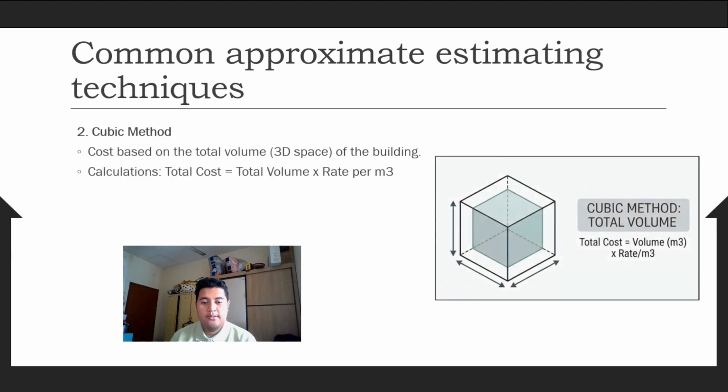Next is the cubic method. Unlike the unit method, this technique evaluates the cost based on the total volume or the complete three-dimensional space of the building. To find the total cost here, we calculate the building total volume in cubic meters and multiply it by a predetermined cost rate per cubic meter, allowing us to factor the building site into our initial budget.